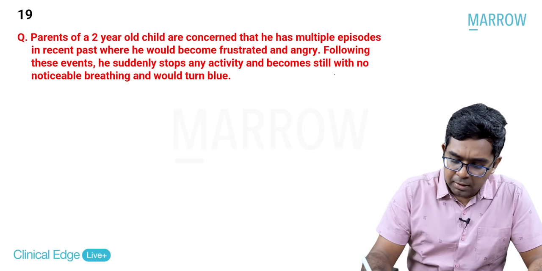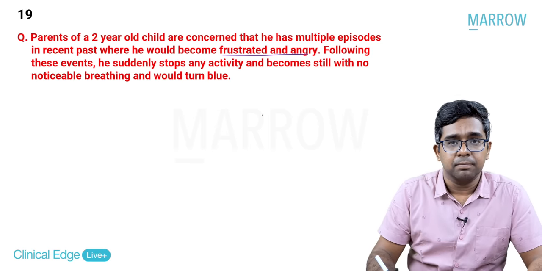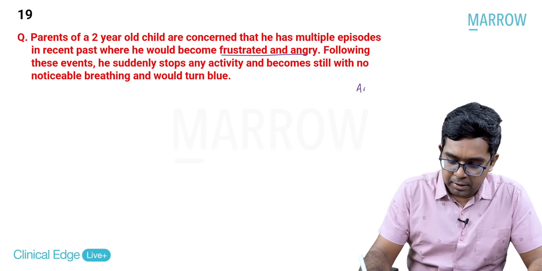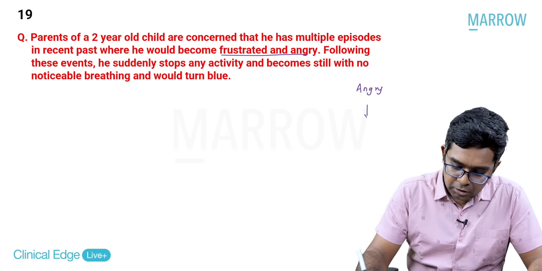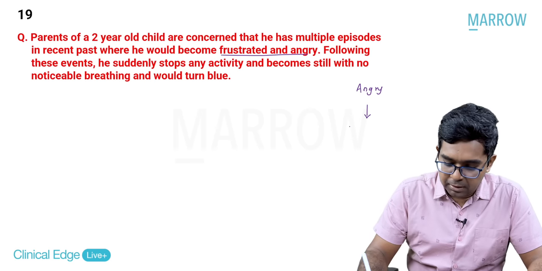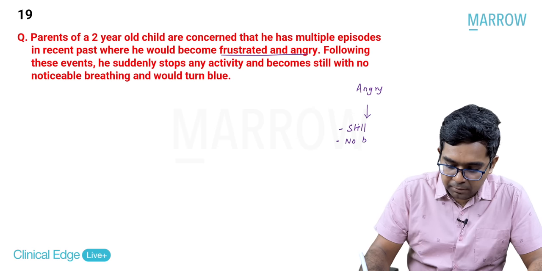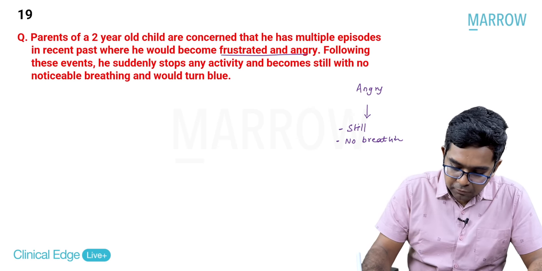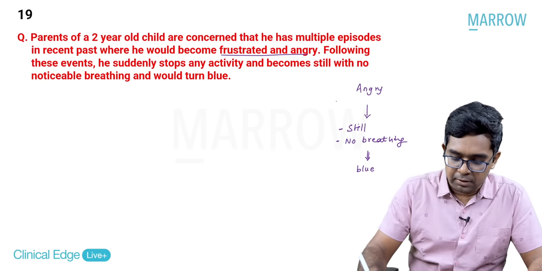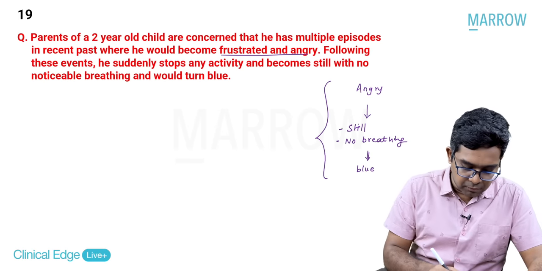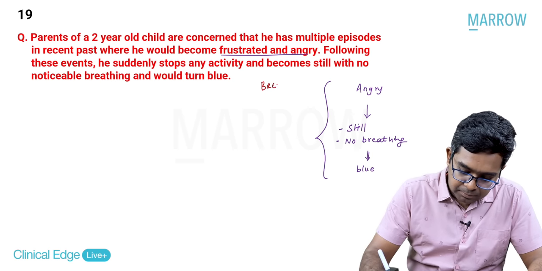This is something like an initiating event in the form of frustration or angriness, where the child, I will write like this, angriness as a frustrating event, as the initial event, following which child becomes still. Child becomes still, that means no activity, as well as no breathing. And following that, the child becomes blue. What is this sequence of event? This is the typical description of an important condition called breath holding spells.